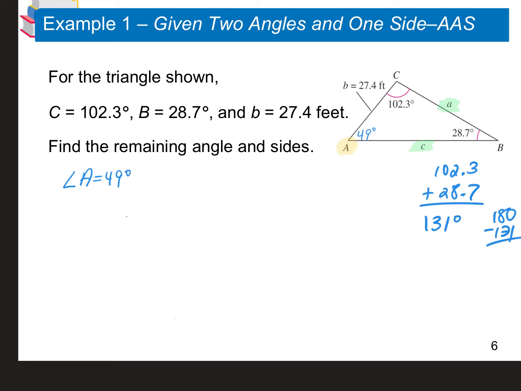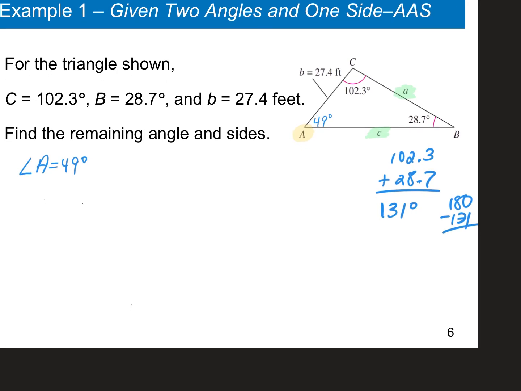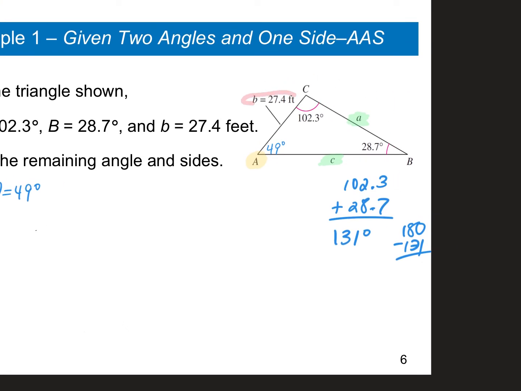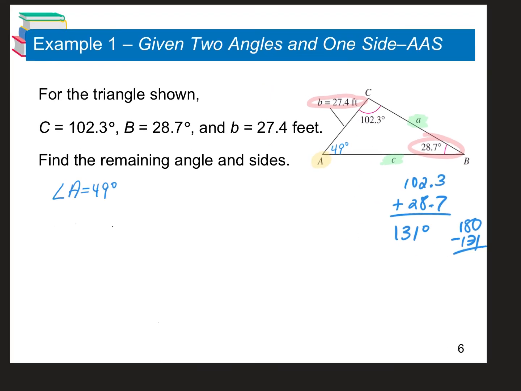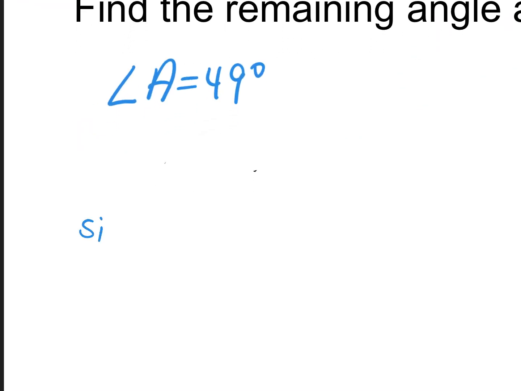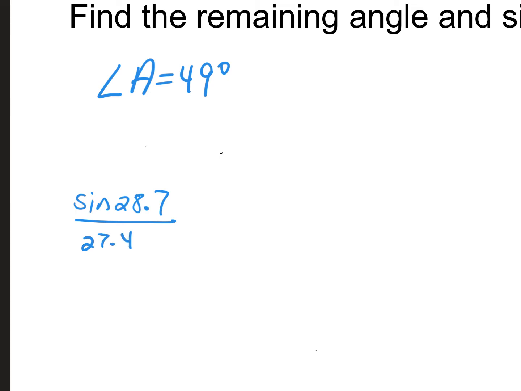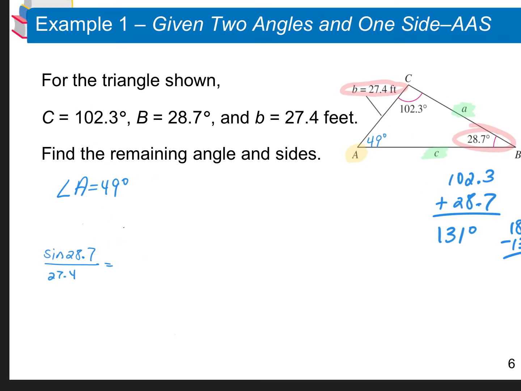Do I now have a side length and its corresponding angle? Do I have those measurements? What do I have? I have side B and I have angle B. Does everybody see that? The law of sines, you'll always be able to use a side and its corresponding angle length. Now again, it doesn't matter. You can do the angle on top or the side on top. I like to do the angle on top. So I'm just going to say sine of 28.7 over how long is the side? 27.4. Now I have to solve for side A and side C.